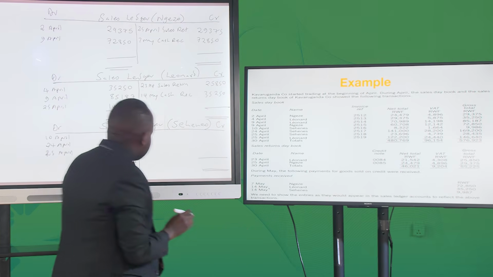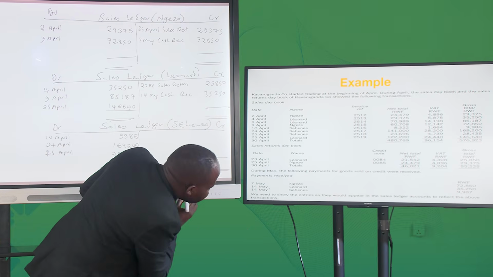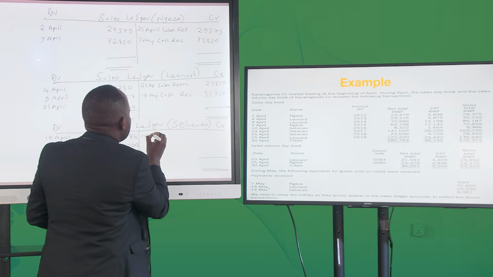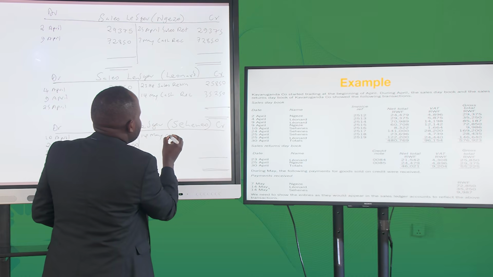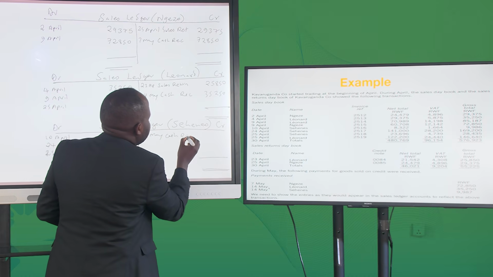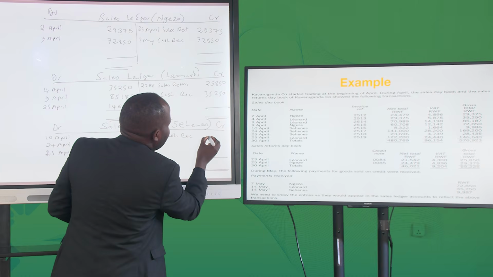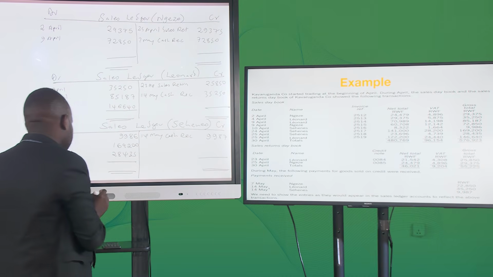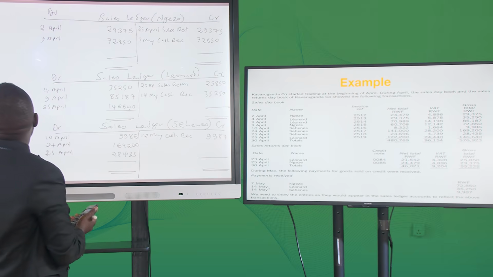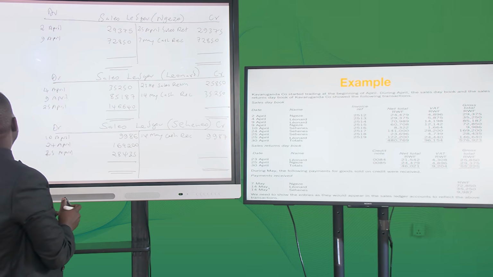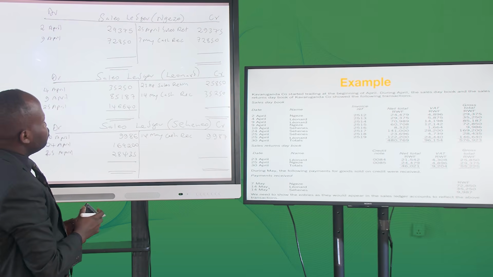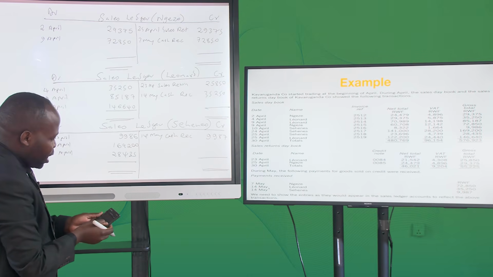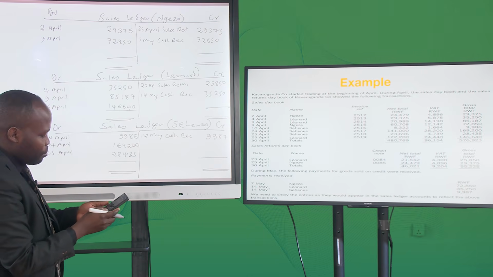And Senes was on 14th May also. Cash received was 9,987. Now, once we've done that, we need to close the accounts. How do we close the accounts so that we know the balances?